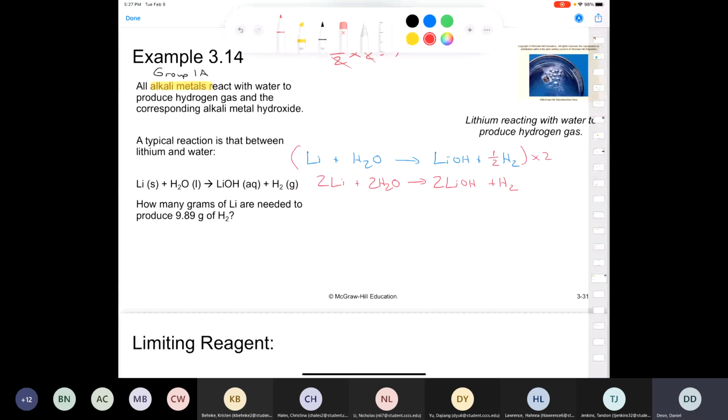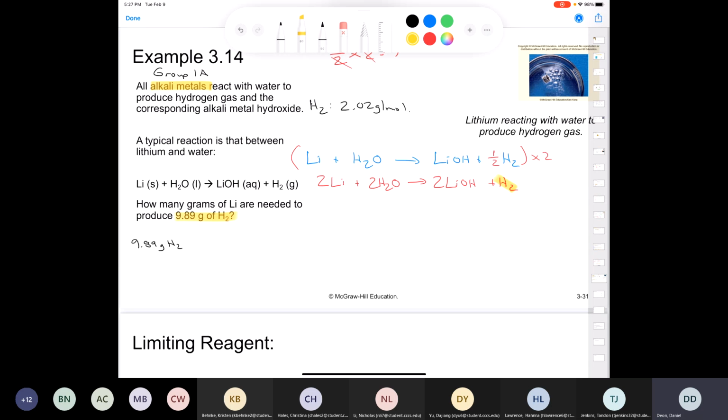All right. Well, let's start out with what we know. And all we're given is that we have 9.89 grams of hydrogen. So let's write that down. We have 9.89 grams of H2. What's the molar mass of H2? If you take the molar mass of hydrogen, which is around 1.01, and you multiply it by 2, you get 2.02 grams per mole.